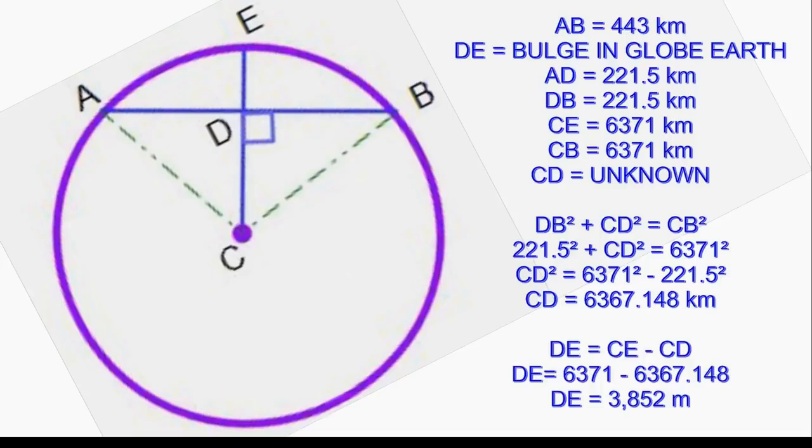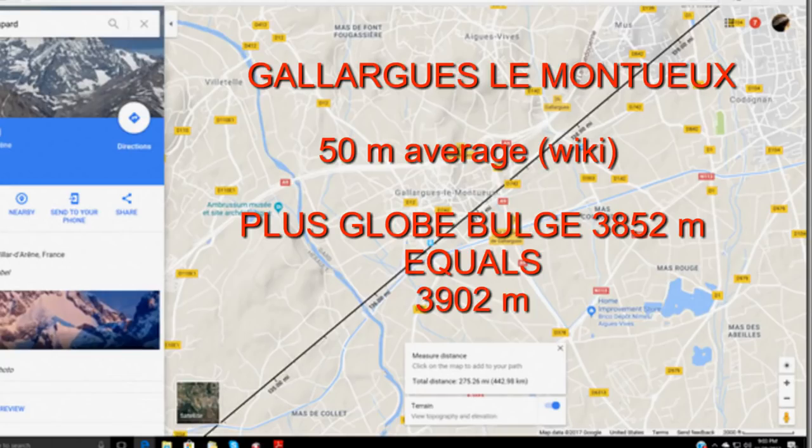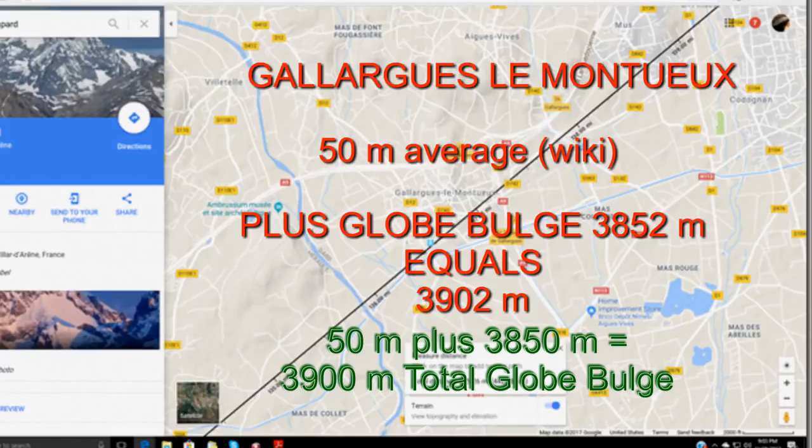This is a screenshot of the original calculation, and at the bottom I'm showing the corrected number. This is a screenshot of the total globe bulge, which includes the terrain elevation, and we can see again it's a 2-meter difference.